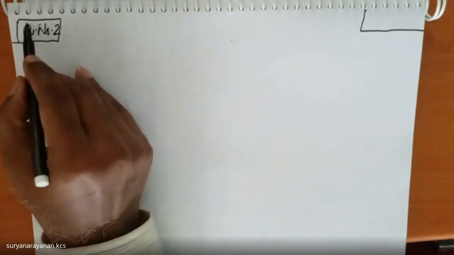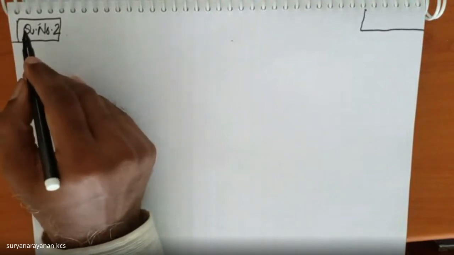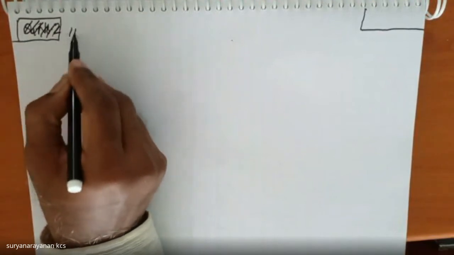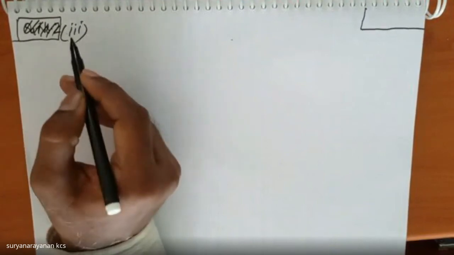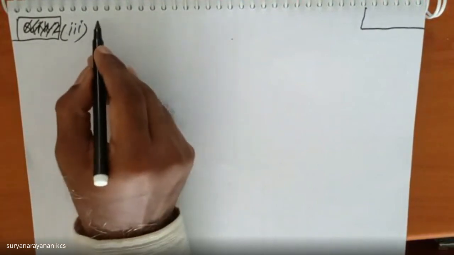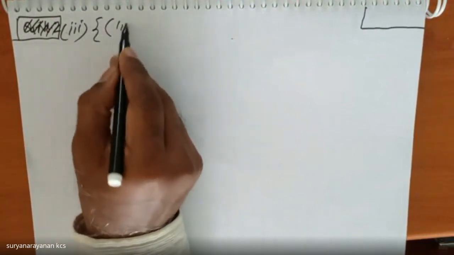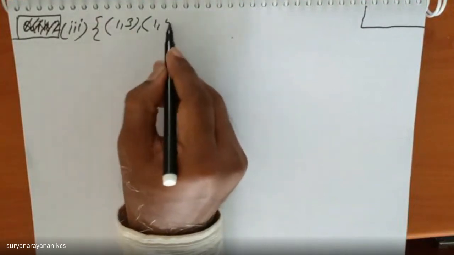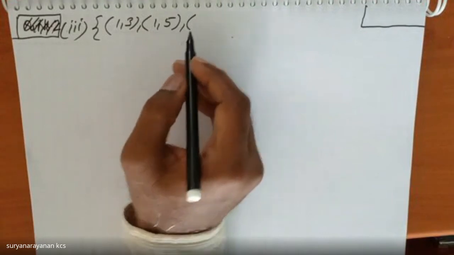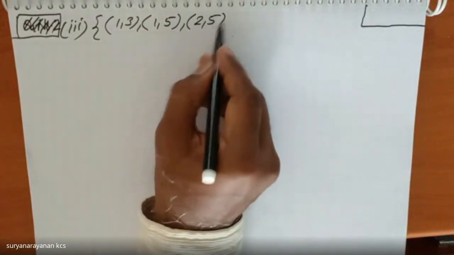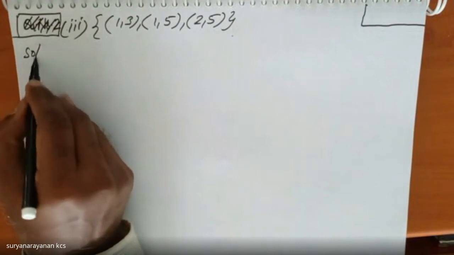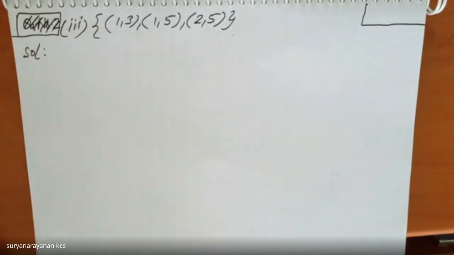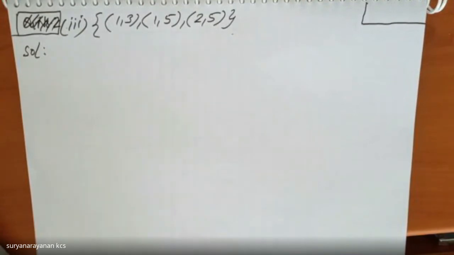Sorry, the third question is there. What is the third one? The set of ordered pairs (1, 3), (1, 5), (2, 5). Now tell me, is this relation a function or not?